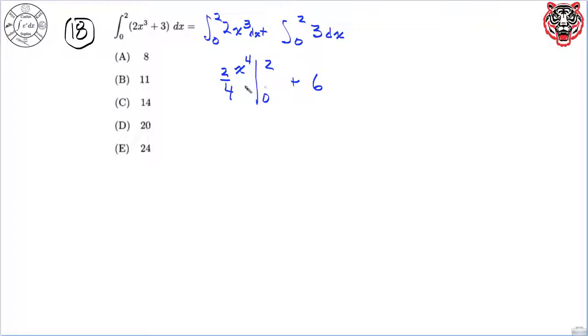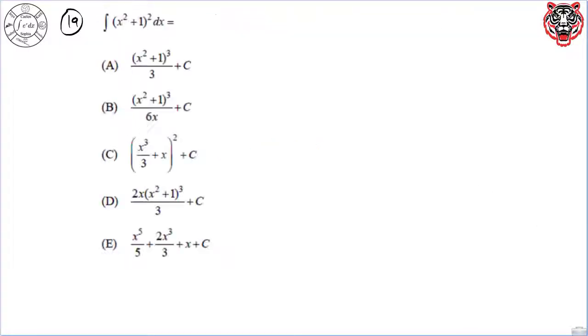And this now gets evaluated, so plug in 2 to the power of 4, that's going to be 16, and this is a half. Half of 16 is 8. 8 minus, and when I plug in 0, 0 to the power 4 is 0, times a half is still 0, 8 minus 0. So 8 minus 0 plus 6, and that is 14. Correct answer is C. Really close to the end. Here we go, number 19, 2 more problems left. I'm taking the antiderivative of this.